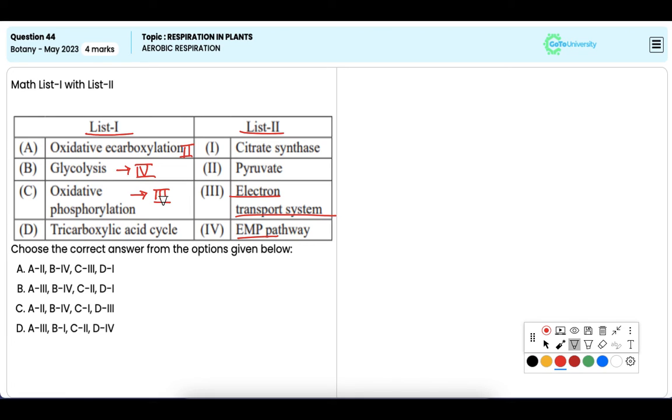The reaction catalyzed by citrate synthase occurs in the PCA cycle. Thus, D matches with 1. Hence, the correct answer is option A. Options B, C, and D are incorrect as these options include incorrect combinations.